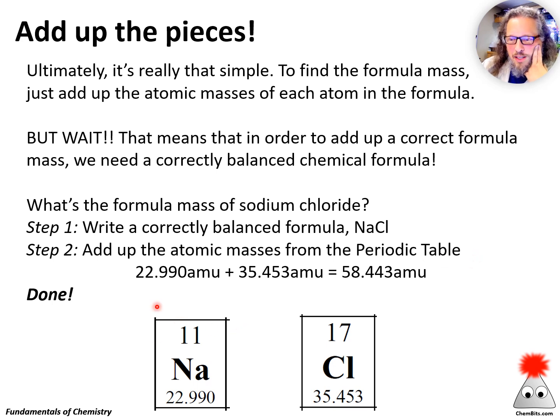So if we look at the periodic table, I just pulled out sodium and chlorine. The atomic mass of sodium is 22.990 AMU. The atomic mass of chlorine is 35.453 AMU. If I've got one sodium and one chlorine, add them together, 58.443 AMU. There we go. That's a formula mass. That didn't seem so tough, but I kind of cheated and I used sodium chloride. It's about the simplest ionic compound you can use.